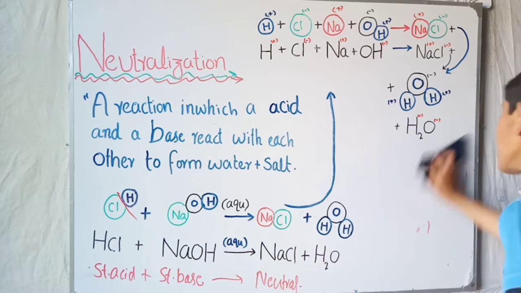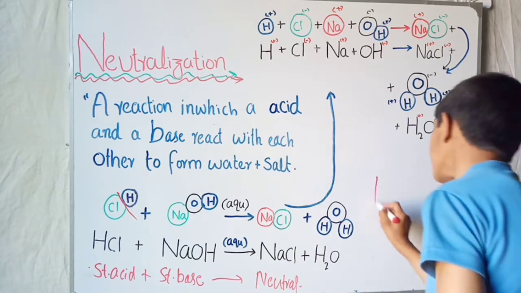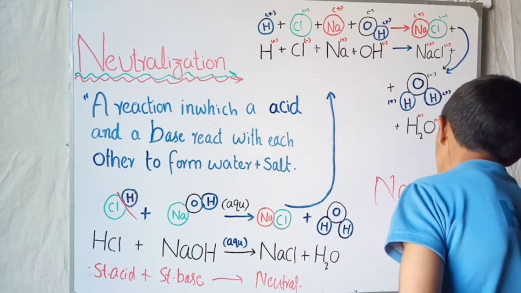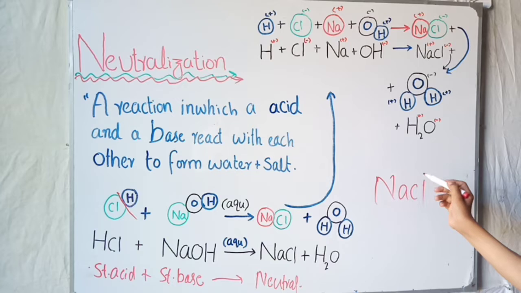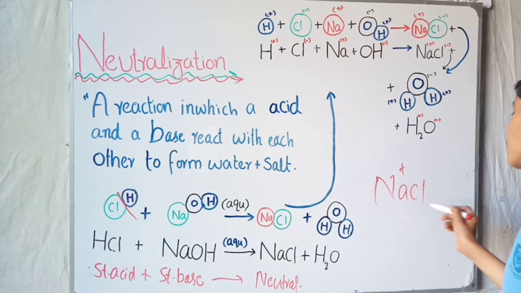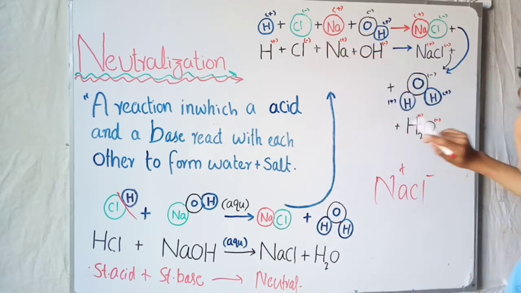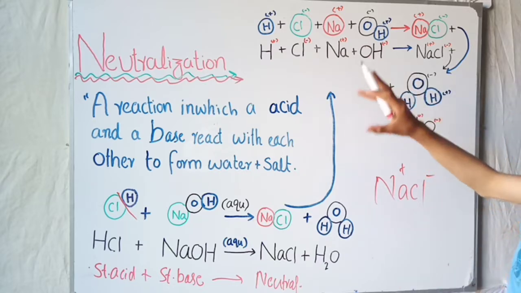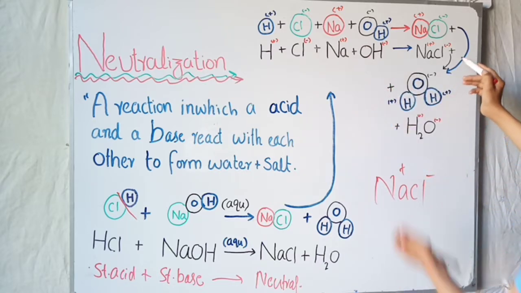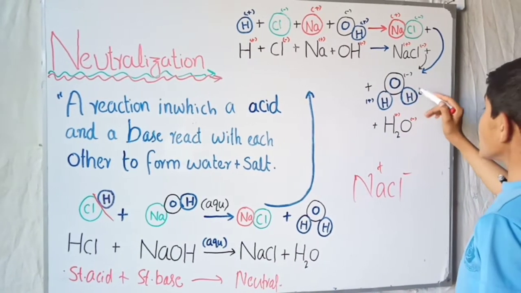If we talk about NaCl, in NaCl the charge on the Na is positive, while on the Cl it is negative, because Cl is negative. Am I understanding you correctly? Wait a minute. And then plus H2O.